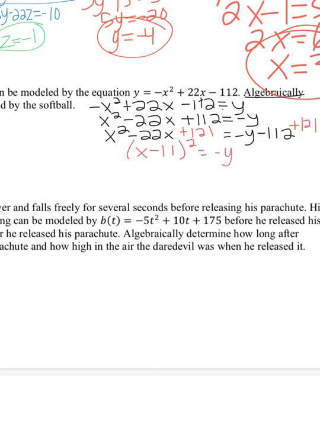So I have negative y, and then negative 112 plus 121 gives me positive 9. My last step is to factor out what the 4p value would be, which would be a negative 1. So x minus 11 squared equals negative 1 times y minus 9.